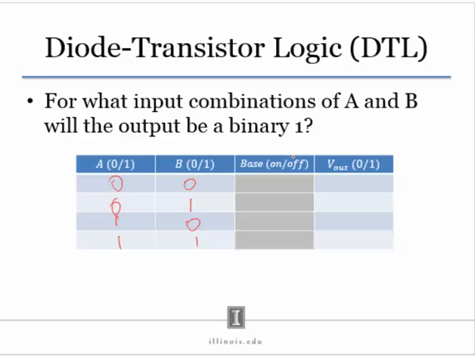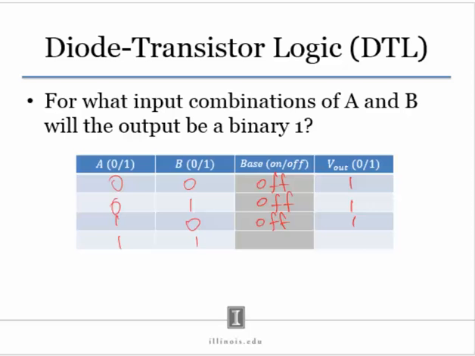0, 0, the base was off because we had 0.7 volts at the base, and when either of those diodes was turned on, we had 0.7 volts at the base. The base was off, and therefore the output was 1 for all those cases.